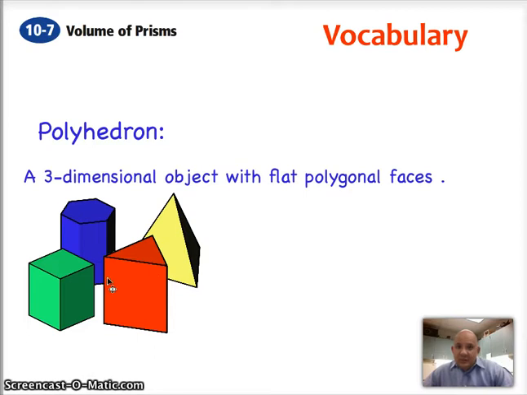These four objects here are polyhedrons. They each have flat surfaces, and each of the surfaces represents a specific polygon. Polygons that we're now very familiar with.